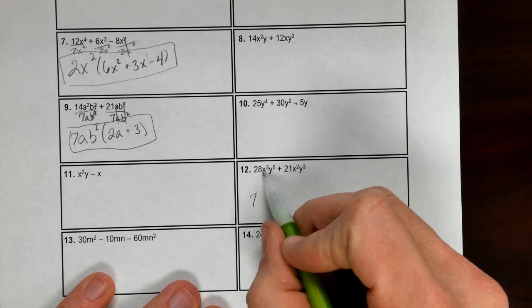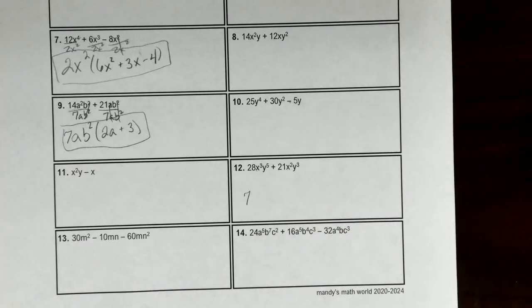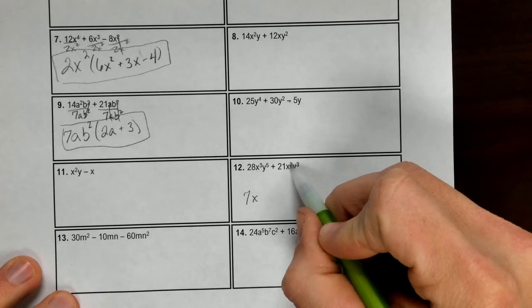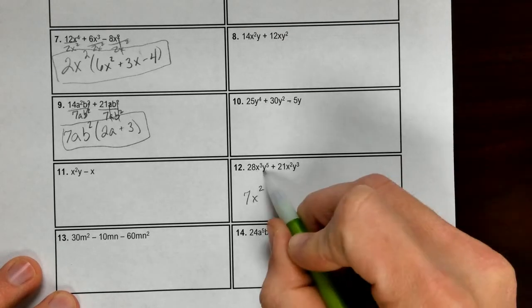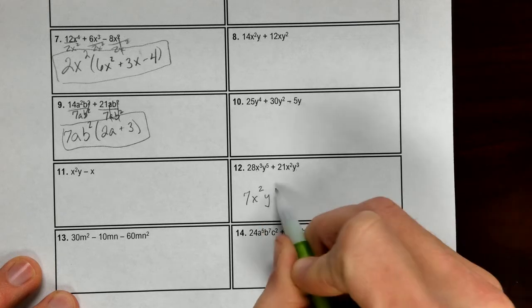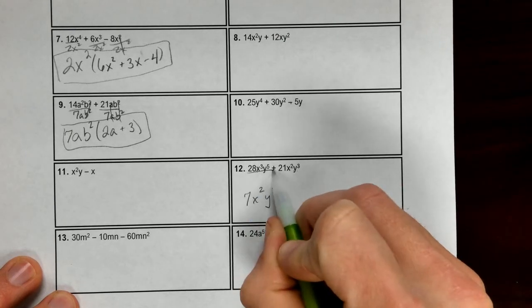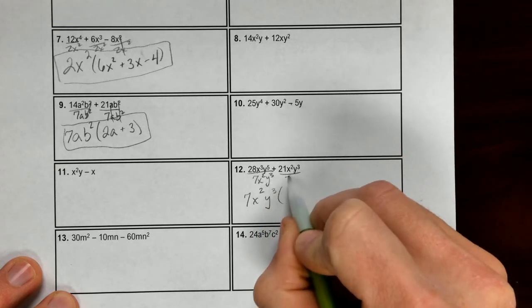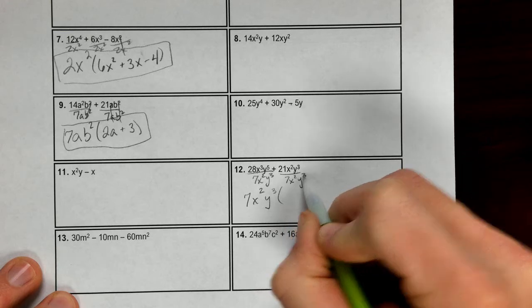Now go to your variables. X cubed, x squared. So we know we have an x. We can take an x out, and take the smallest exponent, which is 2. Y and a y. So I can take a y out. And I take the smallest exponent, which is 3. So we're dividing this by 7x squared y to the third. We're dividing this by 7x squared y to the third.